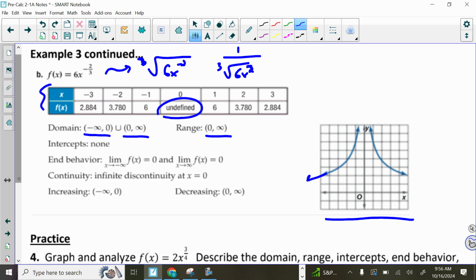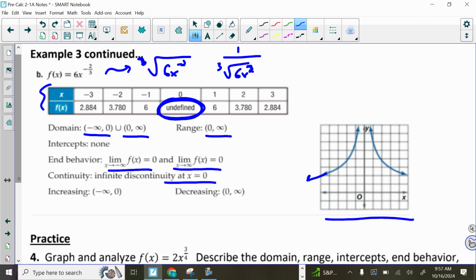Why? Because of what we said on the last page about if we have an even number there in one of the exponents. Anyways, intercepts, there's no intercept, doesn't cross. Your end behavior is here. Now we are approaching negative infinity, and f of x equals 0. As we approach infinity, f of x equals 0 as well. They're just going to keep getting closer and closer to 0. And again, you can see that with your limit here, that it's undefined. So we have an infinite discontinuity at x equals 0, and we're increasing and decreasing at those intervals there.